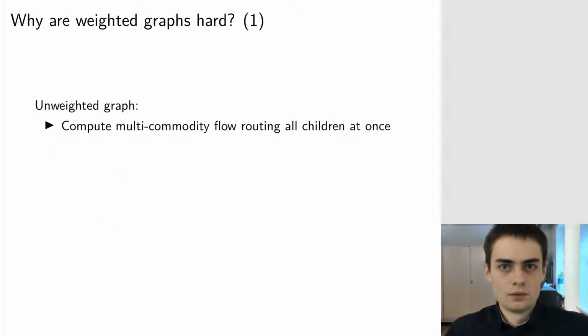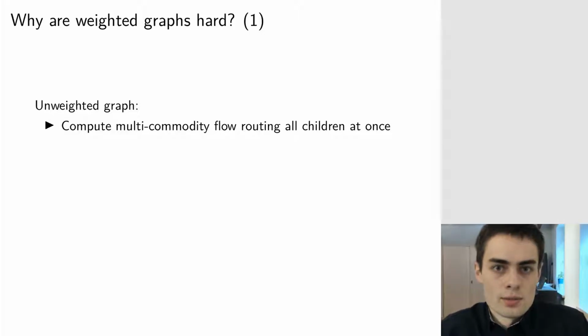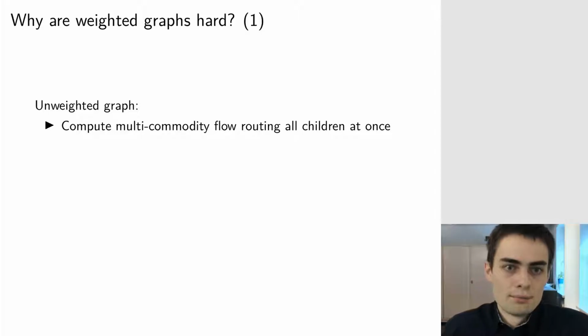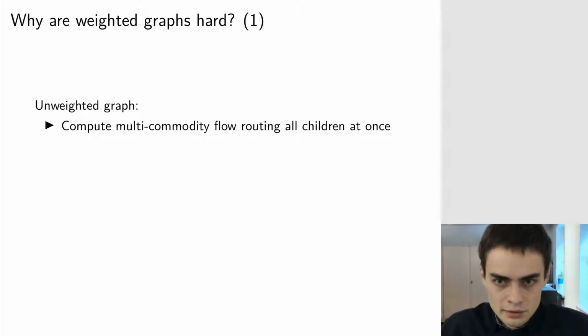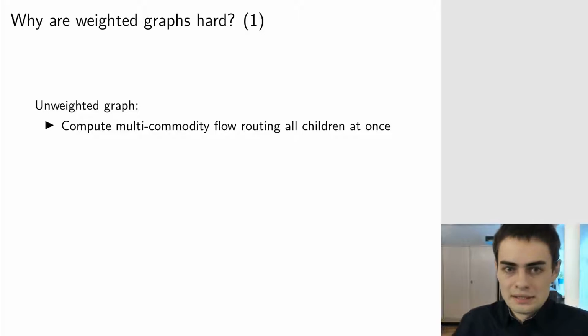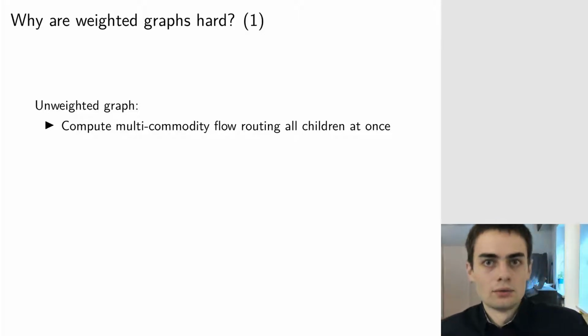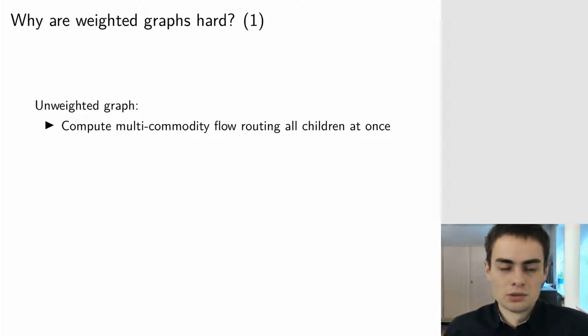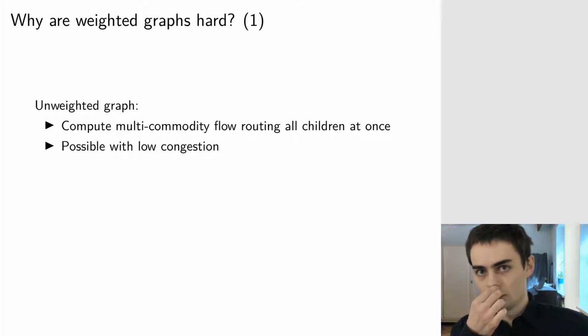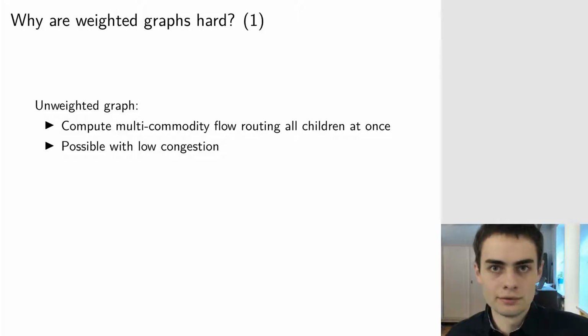Now let's look at how the mixing operation in particular is implemented in unweighted graphs by Räcke and Schmid. They compute a single multi-commodity flow, solving this problem for all the children at once. So this multi-commodity flow routes each child distribution into the same parent distribution at once. You can do this with low congestion due to the properties of the decomposition tree.